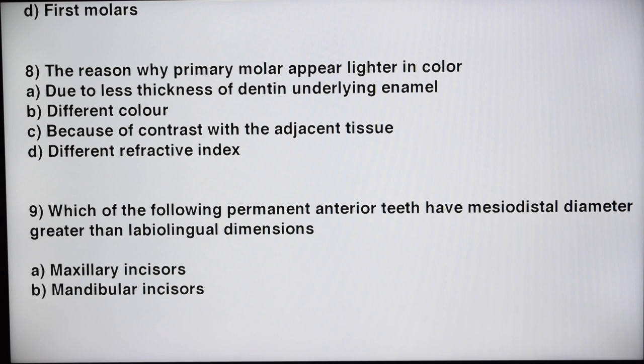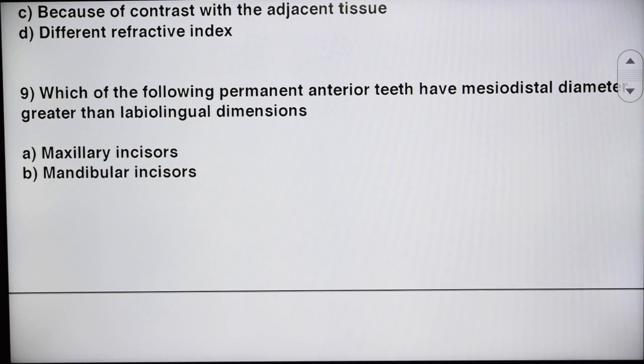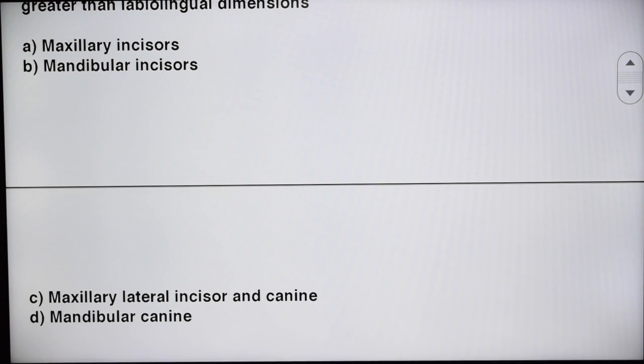Also remember that the crowns of primary teeth are lighter in color, bluish white or milky white, whereas the refractive index of permanent teeth is approximately 1.6, so they have a slightly darker shade compared to the deciduous teeth, right? Moving on to the next question, which of the following permanent anterior teeth have mesiodistal diameter greater than labiolingual dimensions? Of the given options: maxillary incisors, mandibular incisors, maxillary lateral incisor and canine, mandibular canine. Usually maxillary anterior teeth have greater mesiodistal diameters compared to the labiolingual dimension, right? So option A is the appropriate answer here.